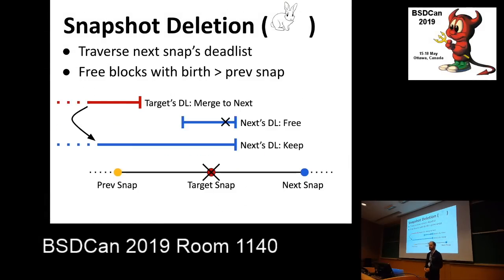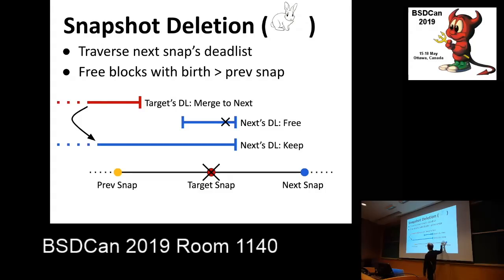So how does this help us? When we want to delete a snapshot, in this example the red one, the target snapshot, we can find the blocks that are referenced only by this one by looking at the next snapshot's dead list. Those are the blue blocks. And the blue blocks include two types that we care about. The ones that were born between these two are the ones that are unique to this snapshot. So we just go through this snapshot's dead list, and it'll give us all the blocks.